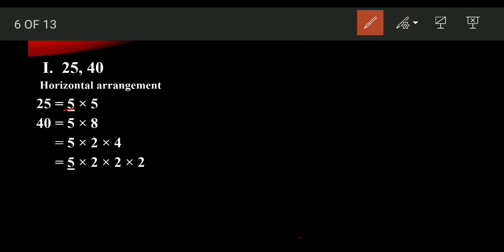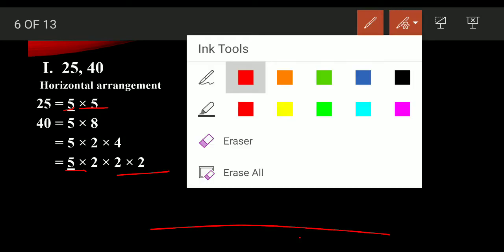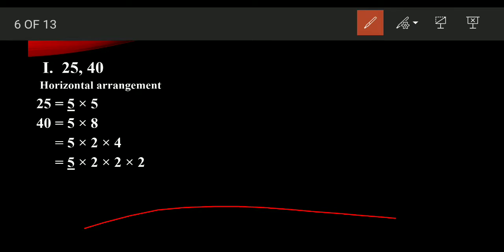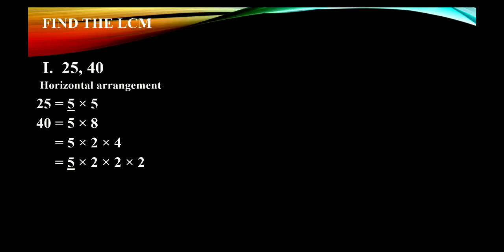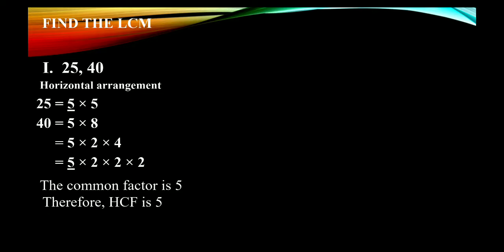One is 5, it is already underlined. Here also 5. Is any other number common here and here? No, only 5. So the common factor is 5. Therefore, the HCF is 5. Dear children, are you getting it?